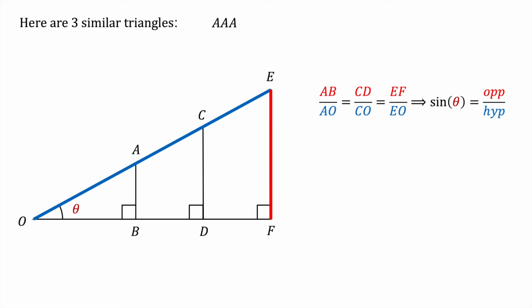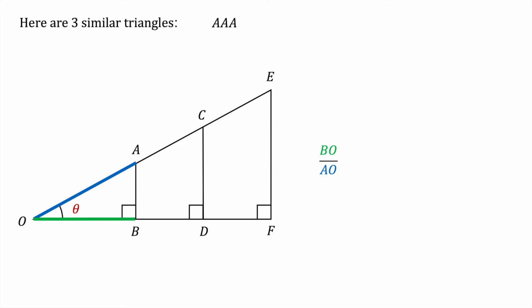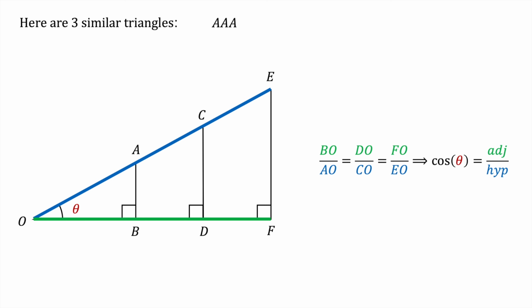This also means that the ratio BO divided by AO equals DO divided by CO equals FO divided by EO. We can also make an infinite number of similar triangles with the same interior angles as these three, and the ratios of the adjacent divided by hypotenuse of these similar triangles will all be equal to each other. That fact is essentially what cosine theta equals adjacent divided by hypotenuse is saying.